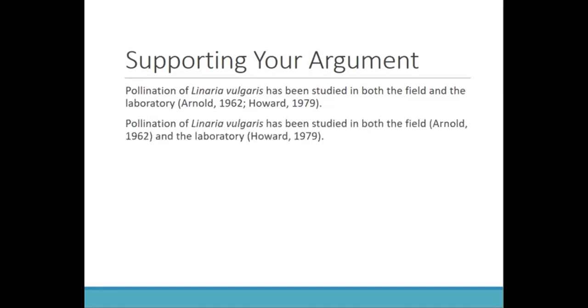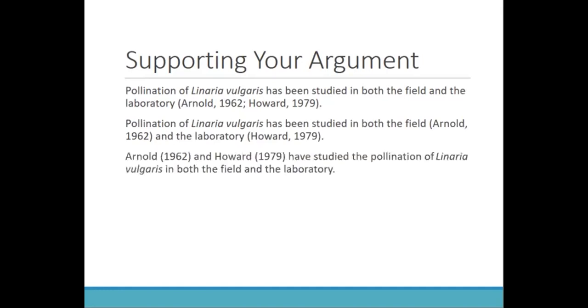because there's really 2 different points. So if you rewrite the sentence or do the citation slightly differently, now it says the pollination has been studied in both the field, and here we cite Arnold because they're the person who did it in the field, and the laboratory, and Howard's work addresses the laboratory issue. And it's much clearer who did what. A third example: if you actually meant to say that both authors did both types of study, then you could reword the sentence to make it clear that both Arnold and Howard have studied the pollination in the field and the lab.